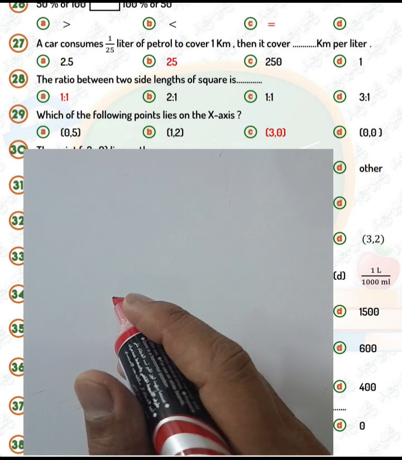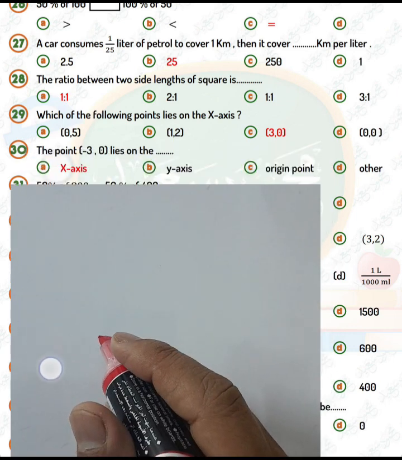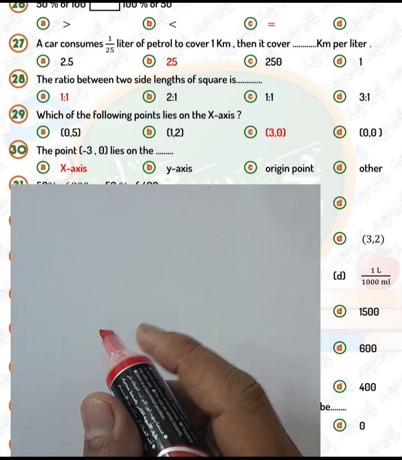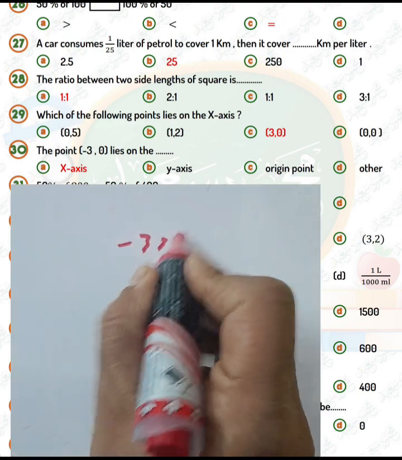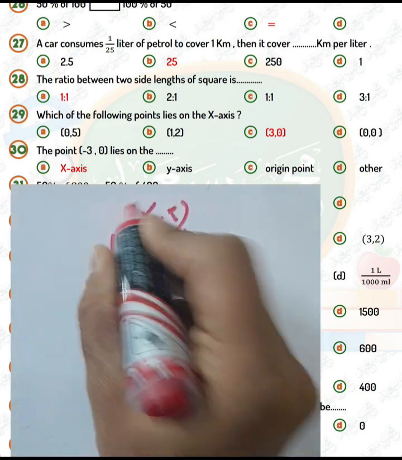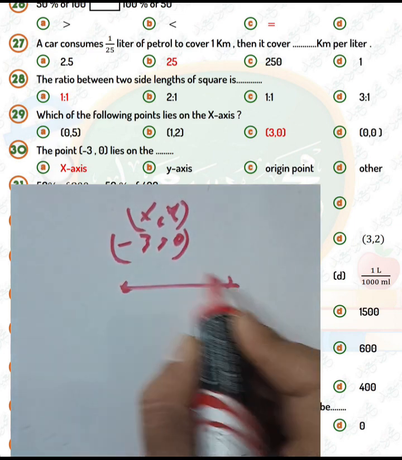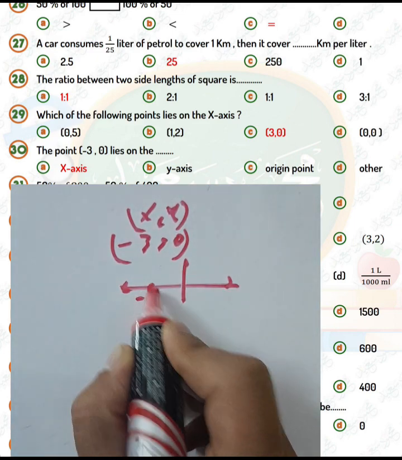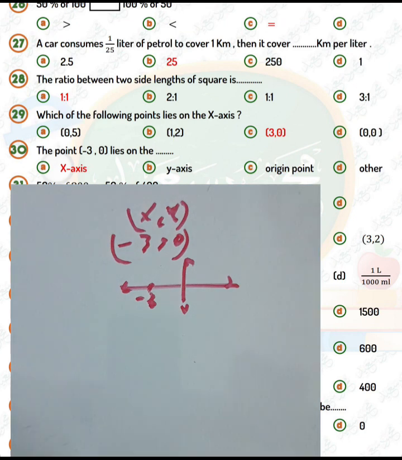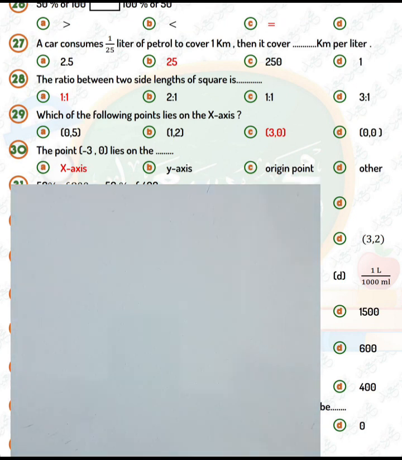Next question 30. The point -3 and 0 lies on x-axis because y was 0. Okay, again, if y equals 0, then this point lies on x-axis, -3 and 0 here, this point. Okay, then it lies in what? In x-axis.